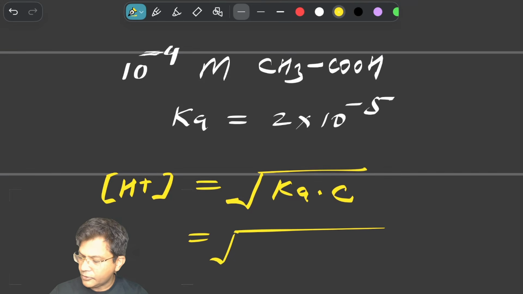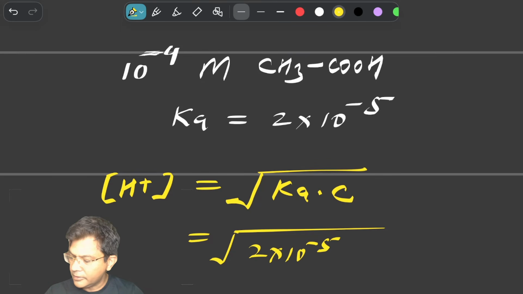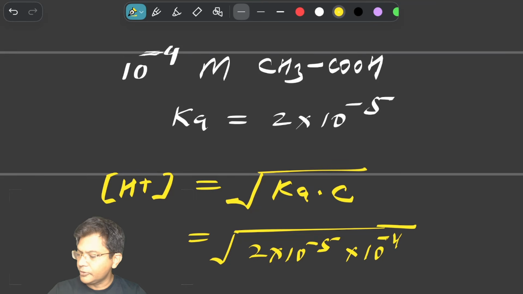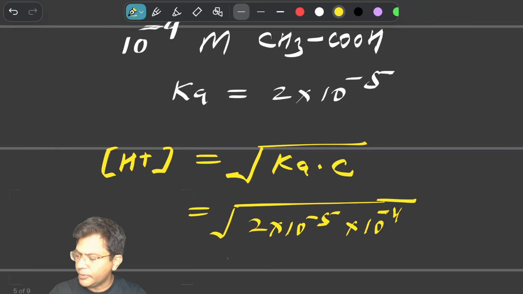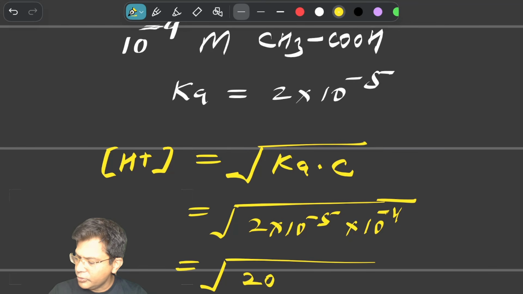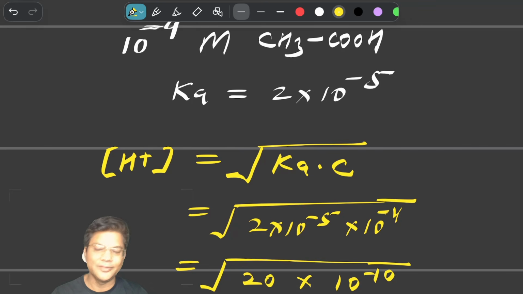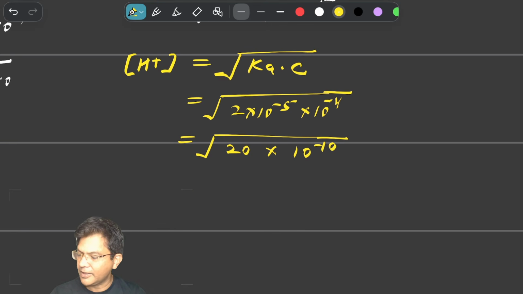So can you apply? Ka is 2 into 10 raised to power minus 5, and concentration is 10 raised to power minus 4. So 10 raised to power minus 4 and 10 raised to power minus 5. Can I write 20 in place of 2? Sir, why do you want to write 20? My choice. So 20 into 10 raised to power minus 10. Now the square root of minus 10 is very easy. That's why, simple mathematical hacks. And finding the square root of 20 is easy, right?